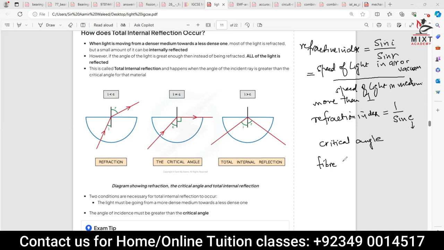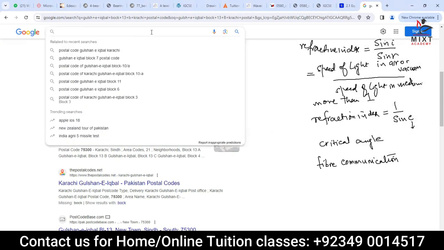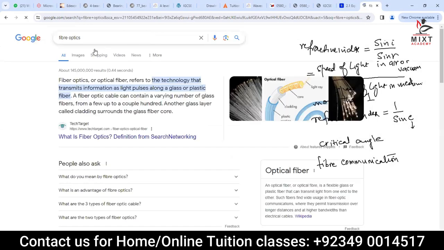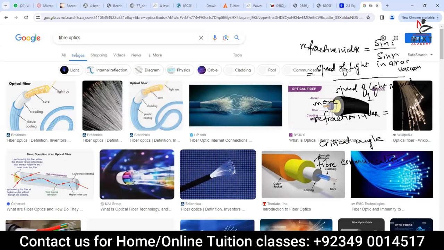Does everyone know what fiber communication is? Fiber communication means fiber optics communication. Let me show you what it is. Fiber gives you a very fast speed, because in fiber communication the signal travels with the speed of light. Fiber optics is like this. This is your fiber optics, which is used for long-distance communication.